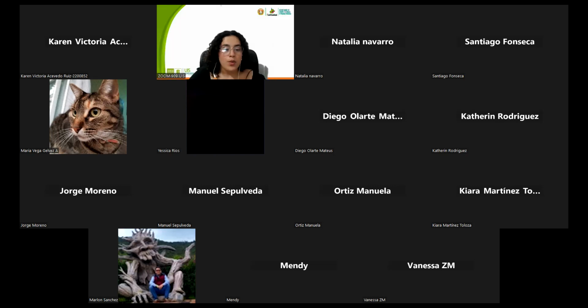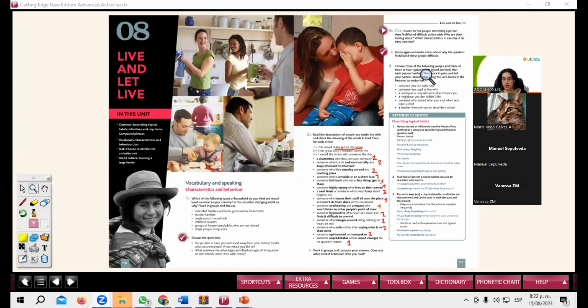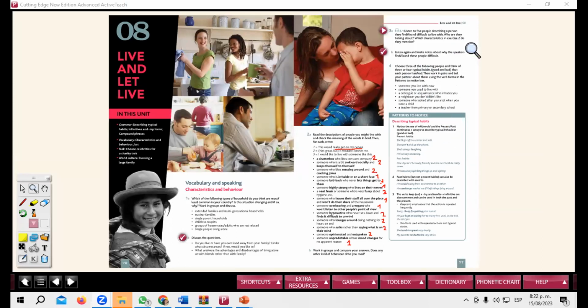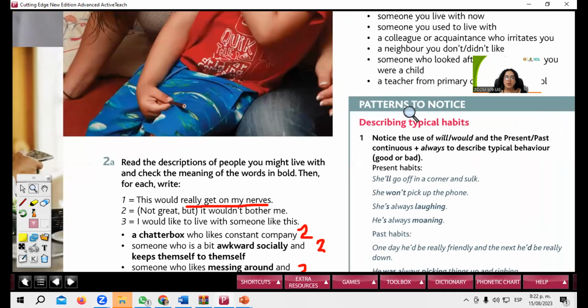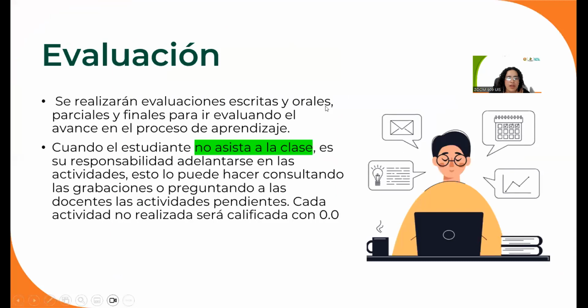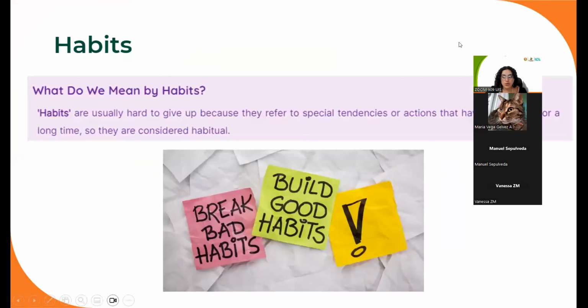All right. Excellent, guys. So we can start with our topics, our activities for today. So let's take a look. I think you finished here with teacher Sandy. So in this part, we are going to study some patterns that are very useful for us to describe habits. We were talking about our behavior, characteristics, and here it's important that we identify these patterns that we use to describe typical habits, okay? So I'm going to show you in the presentation and then we can do some practice.